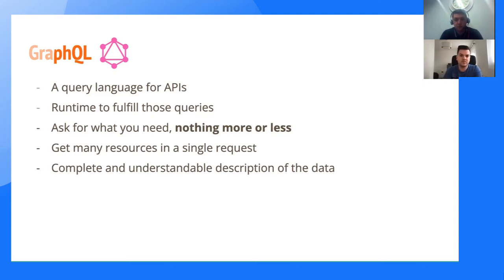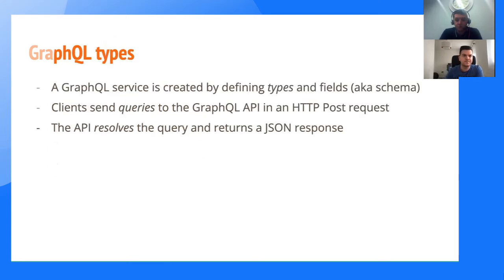And what is also really good about it is that it's already strictly typed, and developers get to have a complete and understandable description of the data. I will talk about this in detail shortly. So a GraphQL service is created by defining types and fields, which are then combined, called a schema, and clients send queries to the GraphQL API in an HTTP POST request. And then the GraphQL API resolves the query and returns a JSON response.